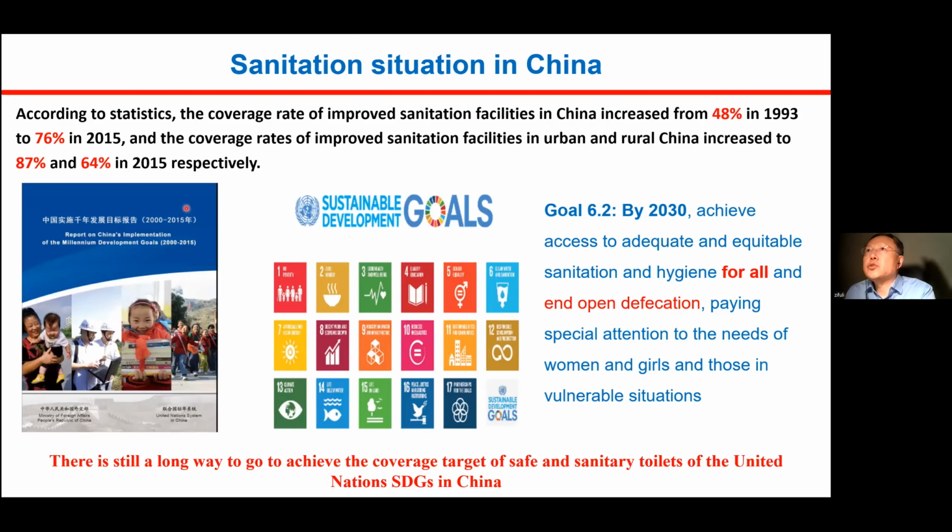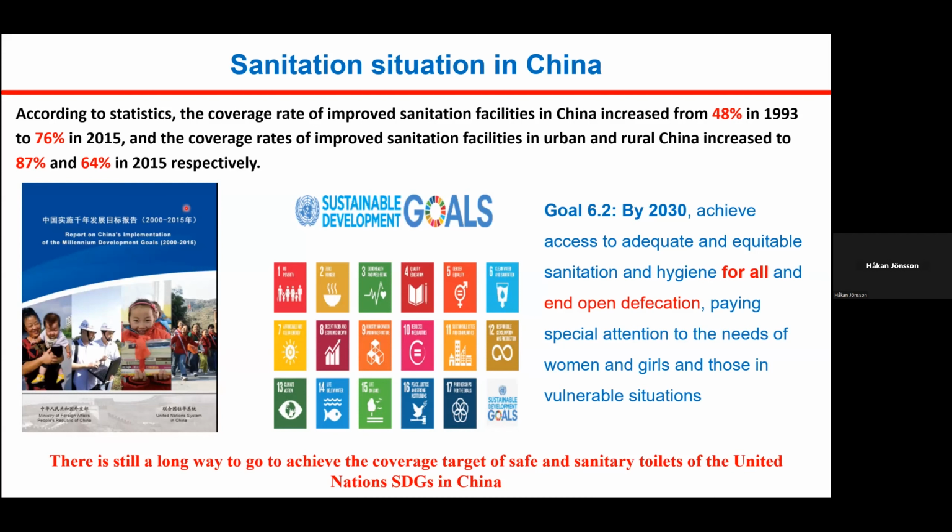And according to the statistics related to the MDG and SDG, we can see the coverage rate of improved sanitation facilities in China increased from only 48% in 1993 to 76% in 2015, the end of the MDG period. Also, the coverage rates of improved sanitation facilities in urban and rural areas increased to 87% and 64% respectively in 2015.